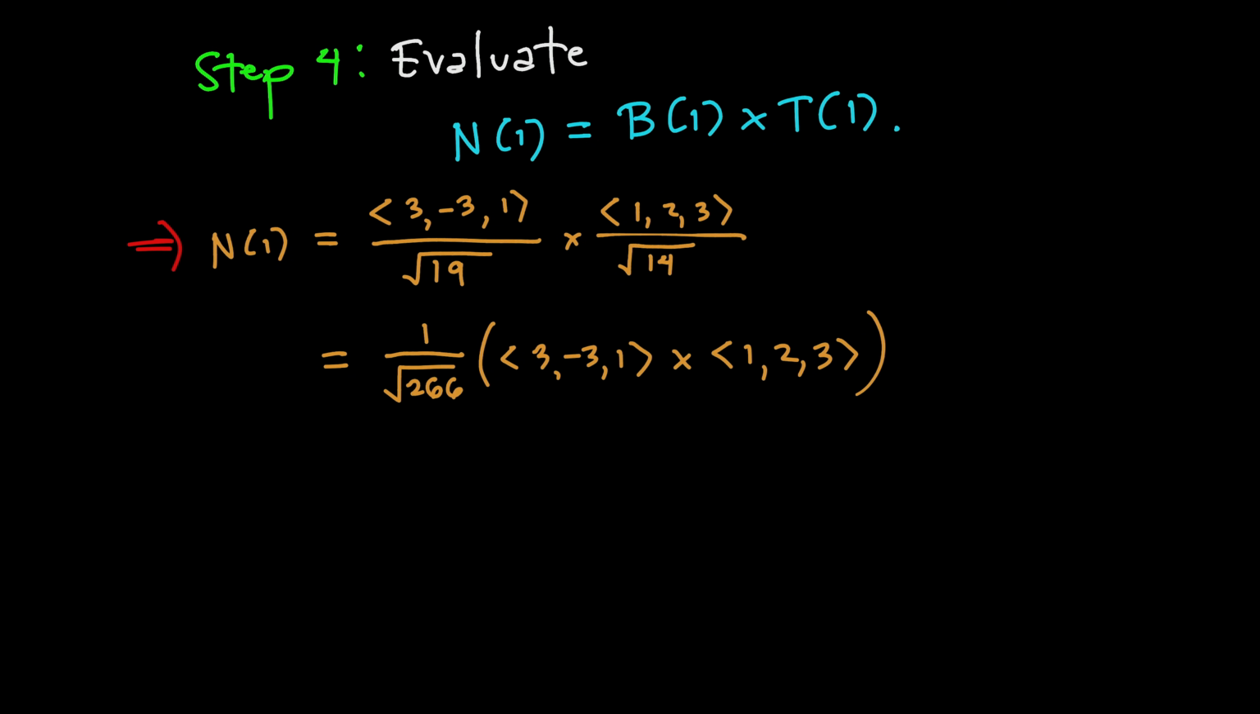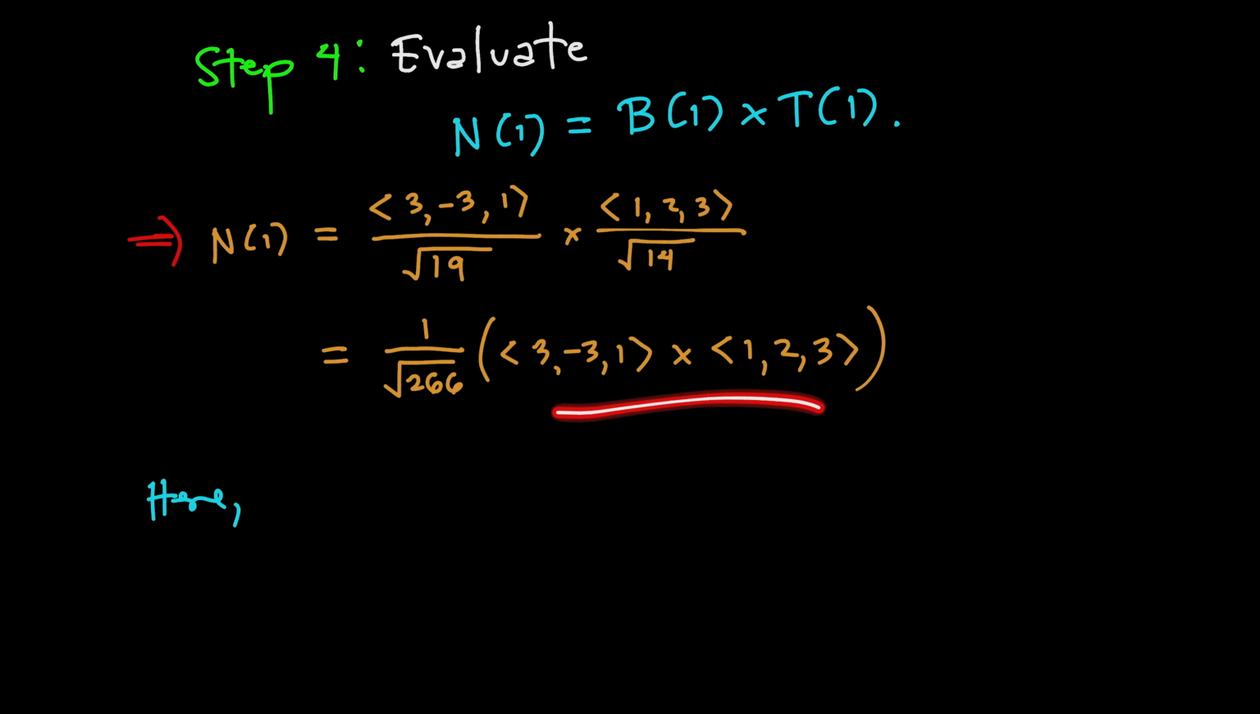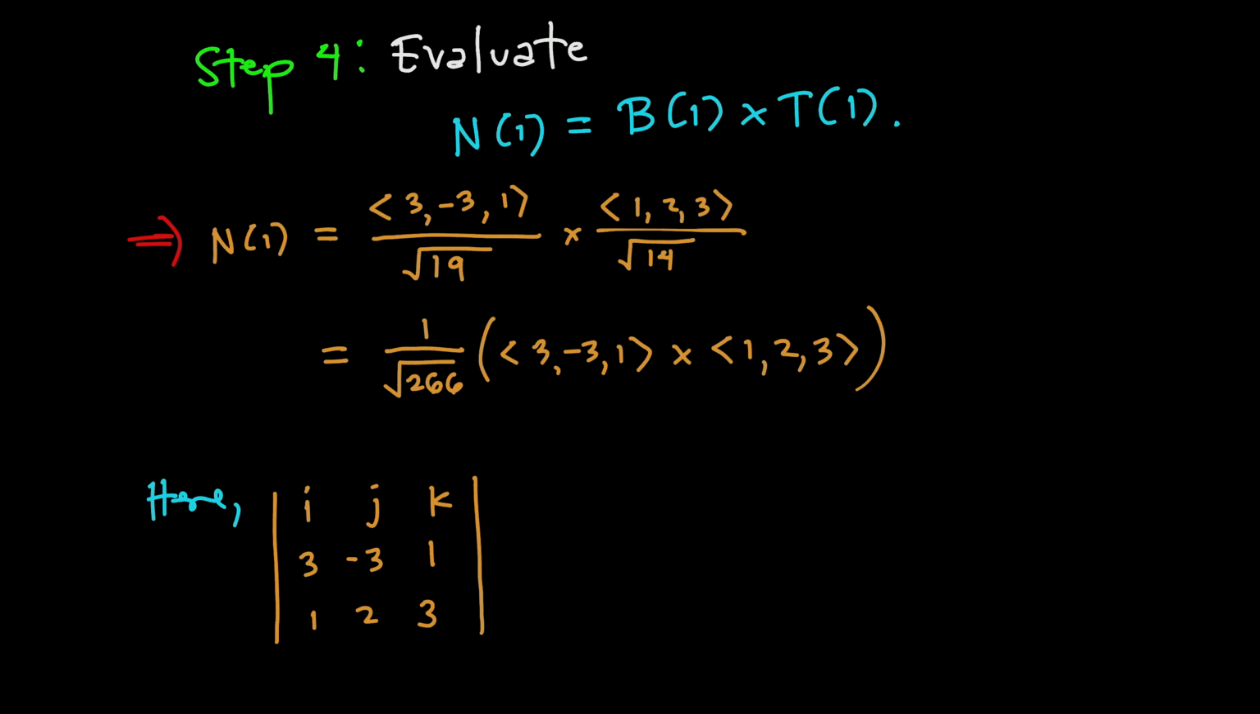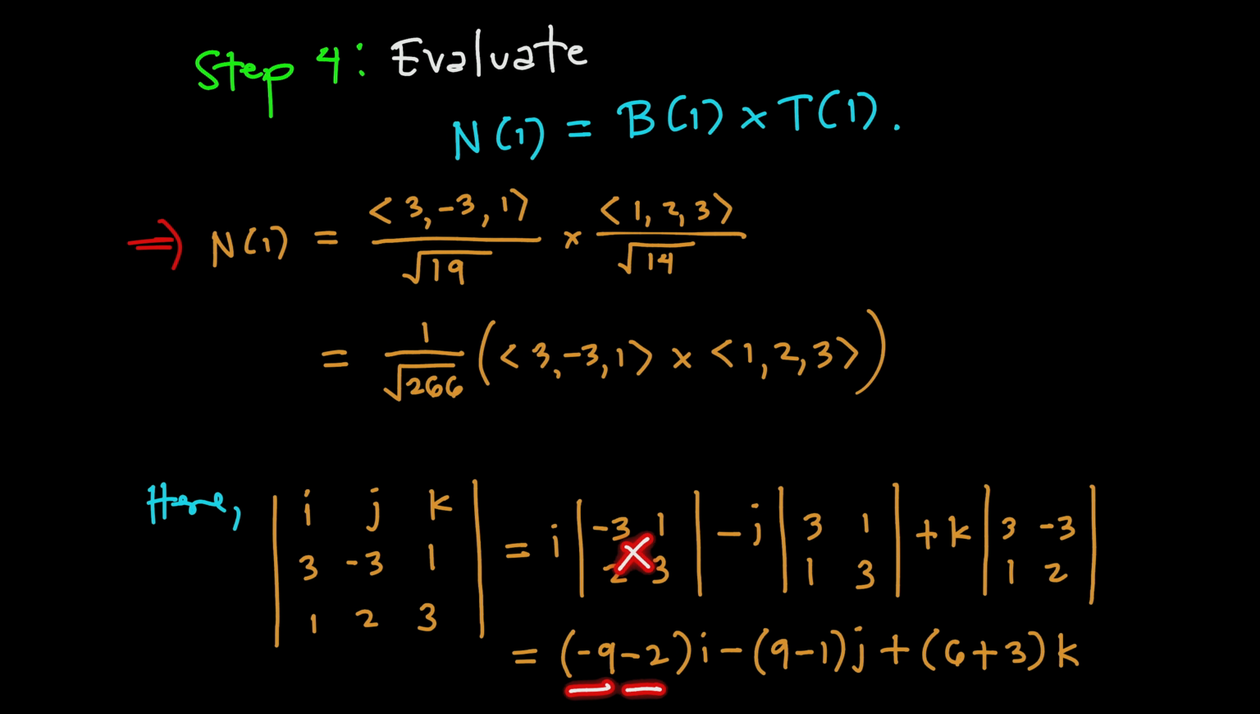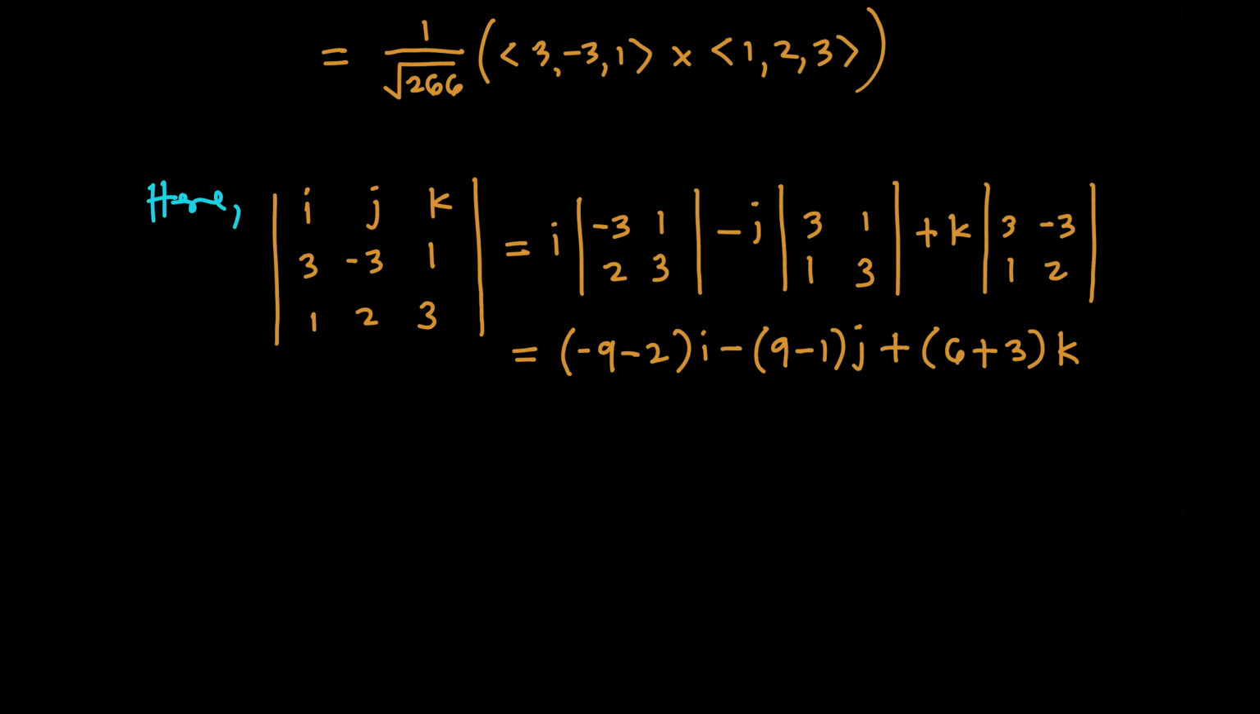Let us now continue the calculation by executing this cross product. Here we have this formula which gives us these values, so that we have the following result. Here we have negative 9 minus 2. For this part, we have 9 minus 1. And then for this part, we have 6 minus negative 3, so you have 6 plus 3k. This gives us the vector which is equal to negative 11i minus 8j plus 9k.